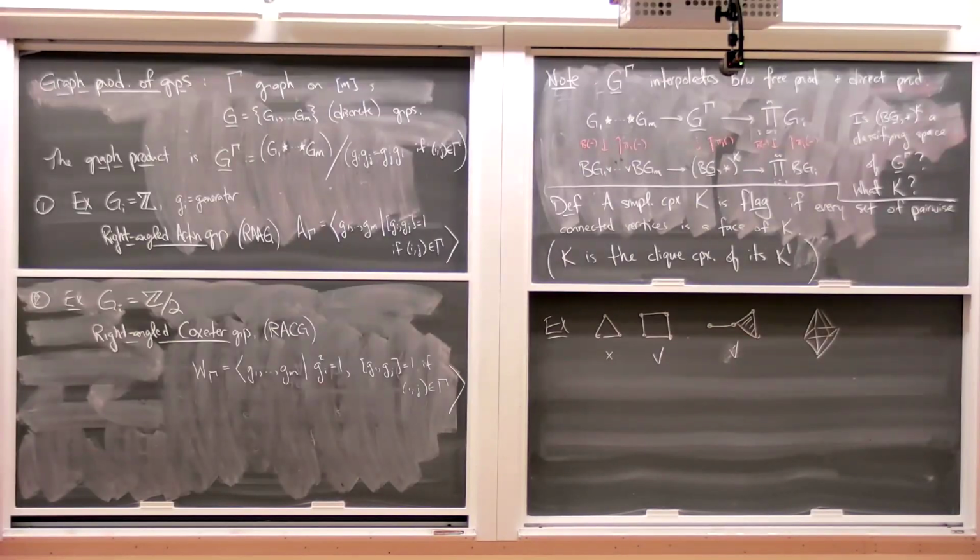So I won't assume K is flag right away. Let's just say K is any simplicial complex on M. And let's just call gamma the underlying graph, the one skeleton of K. And this is where I'm going to want to assume that my sequence of groups are actually discrete. Okay. Then first of all, for any simplicial complex with this underlying graph, we have the fundamental group of the polyhedral product.